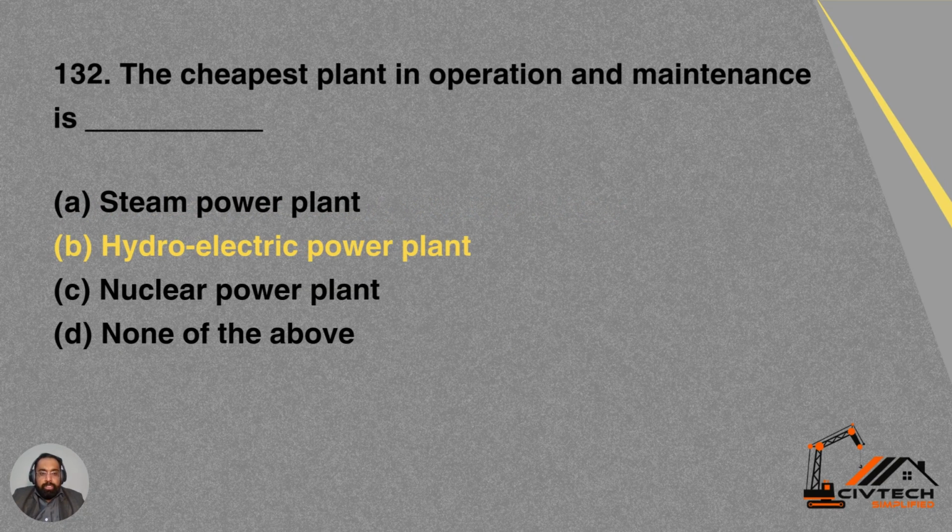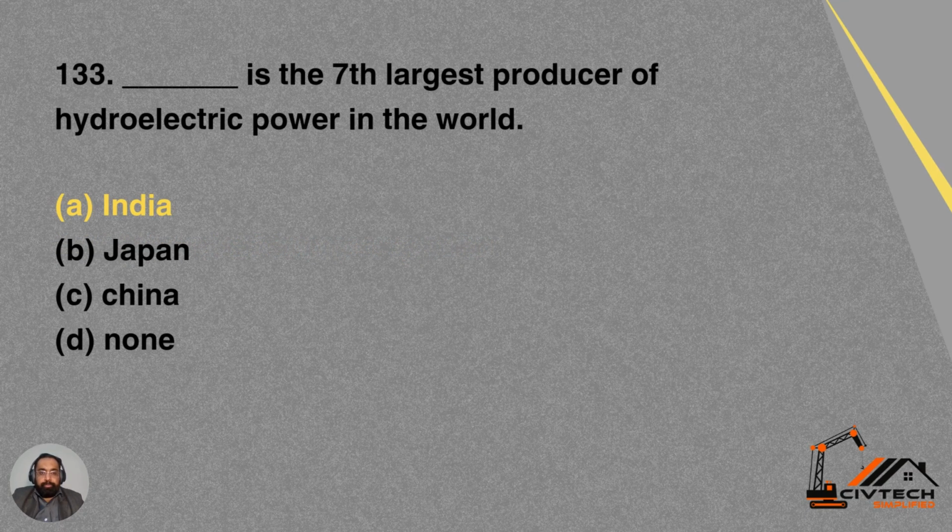Question 132. The cheapest plant in operation and maintenance is? Which plant is the cheapest with respect to its operation and maintenance, O&M? Option A, steam powered plant. Option B, hydroelectric power plant. Option C, nuclear power plant. And option D, none of the above. So the cheapest plant with respect to its operations and maintenance is the hydroelectric power plant. B is the correct answer.